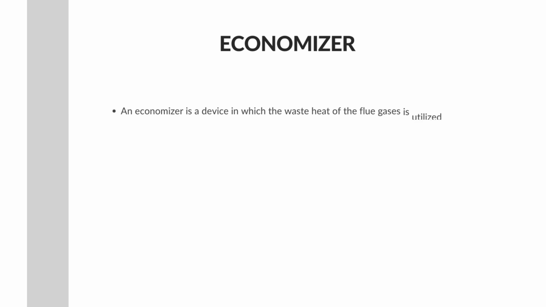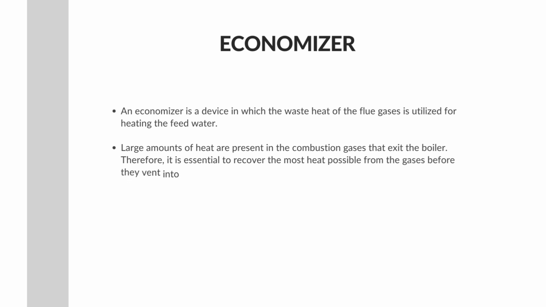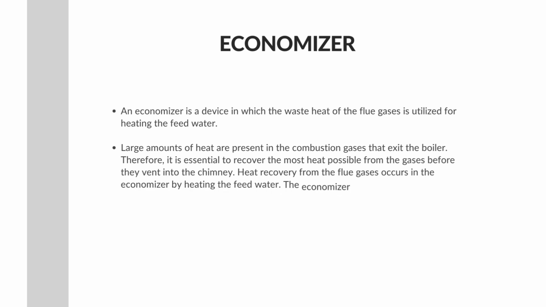First, economizer. An economizer is a device in which the waste heat of the flue gases is utilized for heating the feed water. Large amounts of heat are present in the combustion gases that exit the boiler. Therefore, it is essential to recover as much heat as possible from the gases before they go into the chimney. Heat recovery from the flue gases occurs in the economizer by heating the feed water. The economizer is put in the gaseous route. By using less fuel, they increase the boiler's overall efficiency.